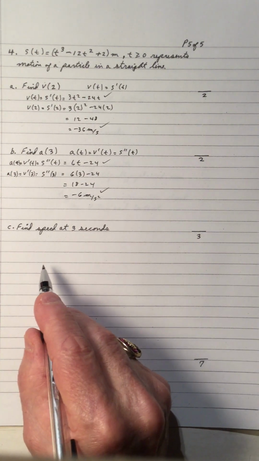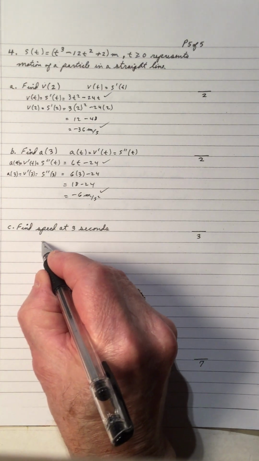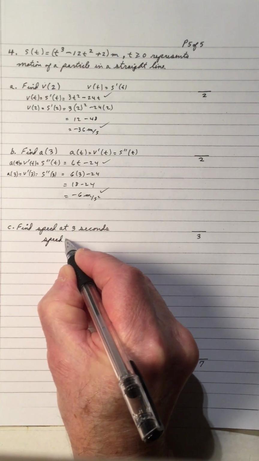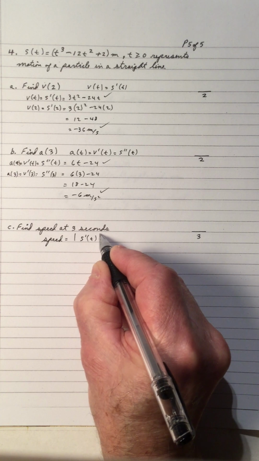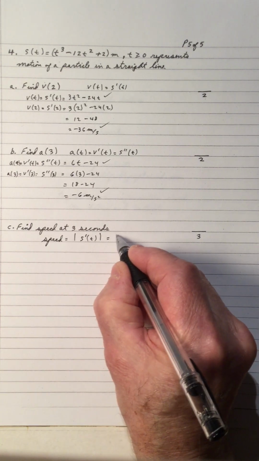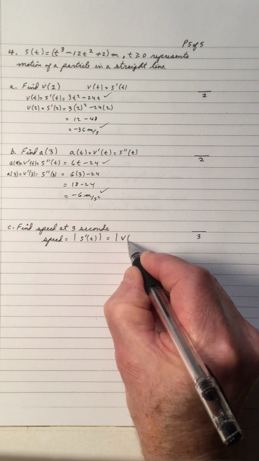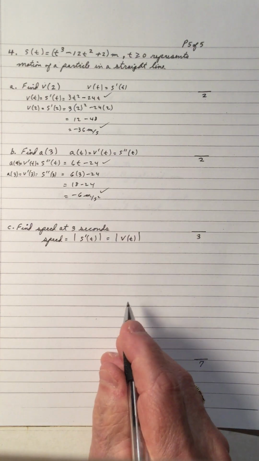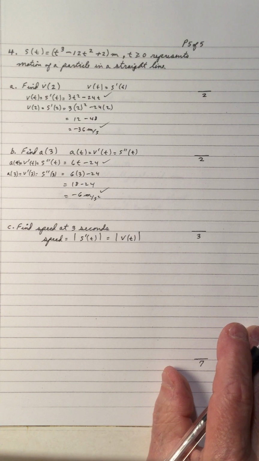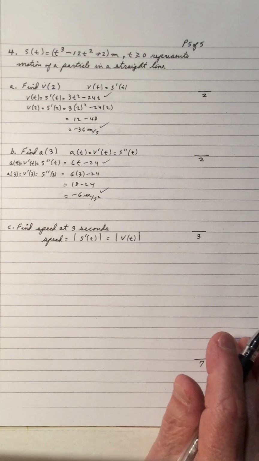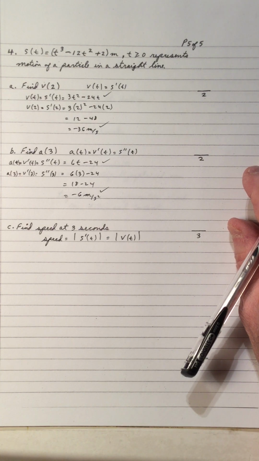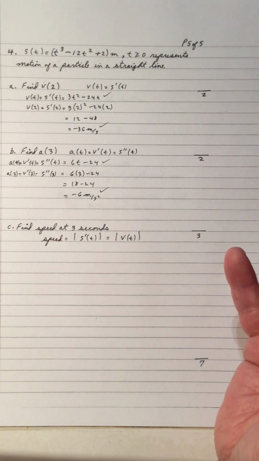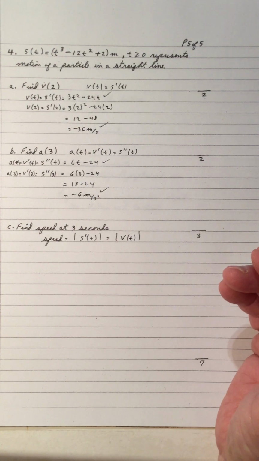And one more, find the speed at 3 seconds. So the speed is defined as the absolute value of the derivative of your position curve. Or I could say it's the absolute value of your velocity. It's the absolute value because if your velocity is negative, it's going down. If your velocity is positive, it's going up. And it makes no difference if it's going up or down. The speed is whatever it is, its absolute value is going to be positive.